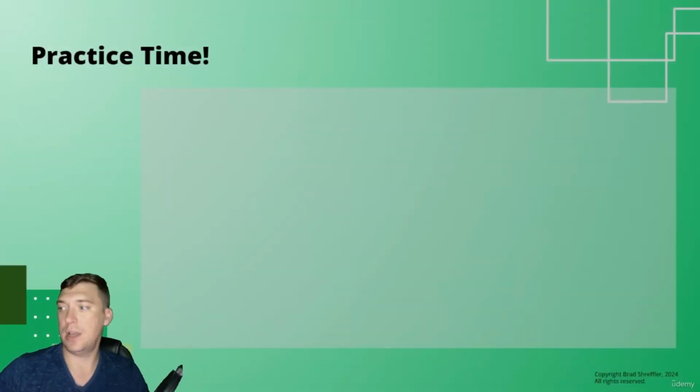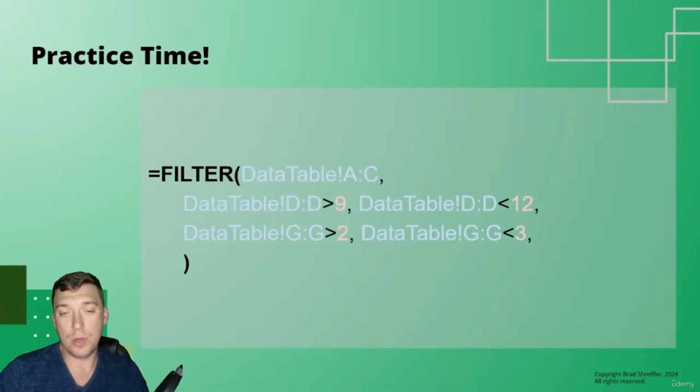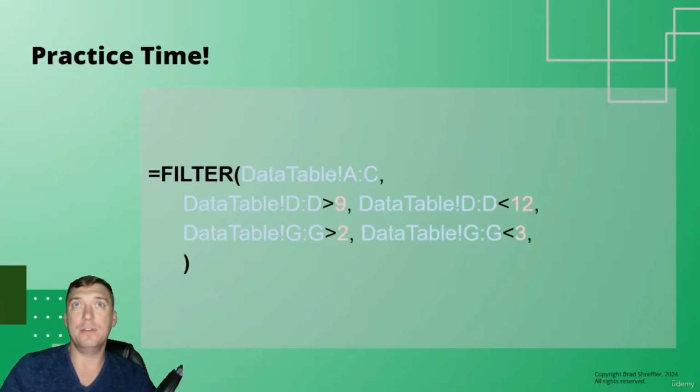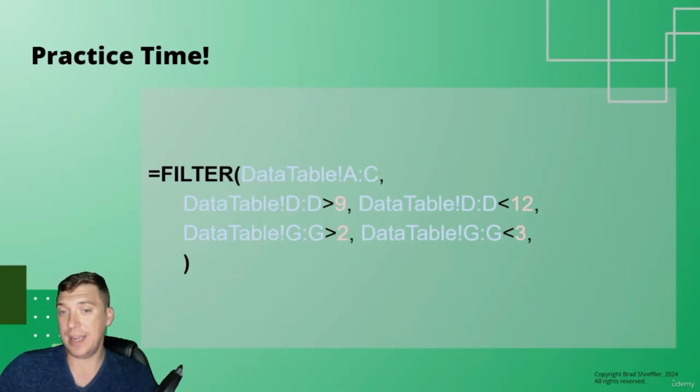So here it is up on the screen for you if you want to be able to see that a little bit larger. So we use those 2 different rules of being less than 12 and greater than 9, that gives me my grade level, and greater than 2 and less than 3 to give us that GPA range.